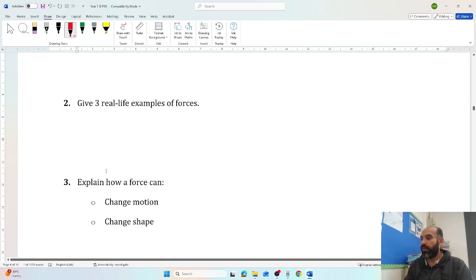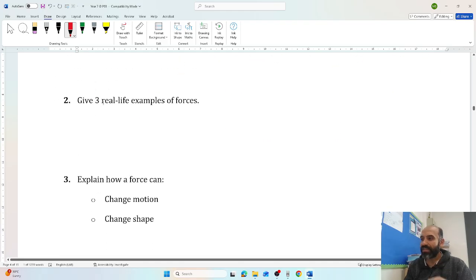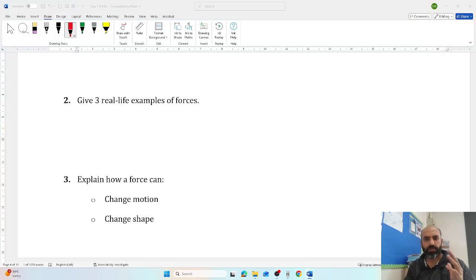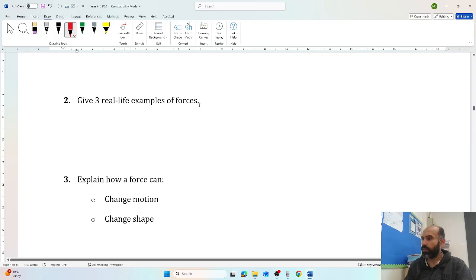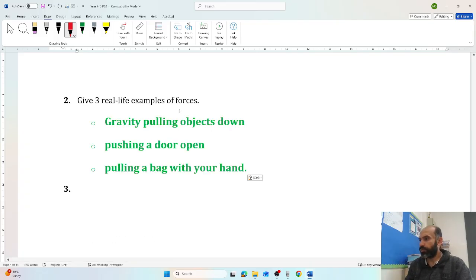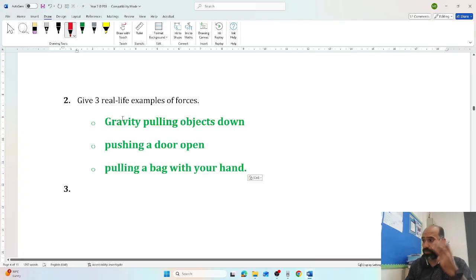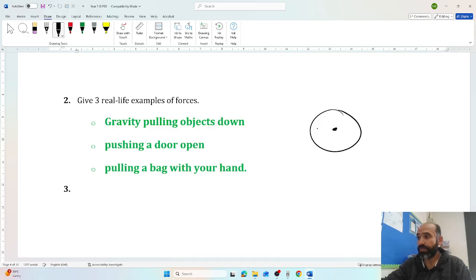Okay. The second question, give 3 real life examples for forces. And we have a lot of options. So the 3 examples of the forces that we use is gravity, pulling object down. If we have, this is the earth and this is the center of the earth. If we have an object here, this object is pulled down to the center of the earth. This is called the gravitational force, and this is the reason that we have a weight.